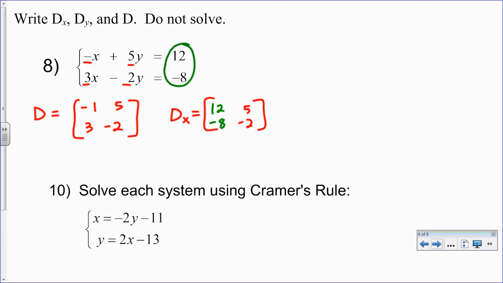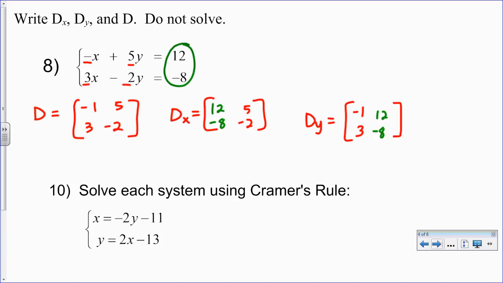Okay, and then dy, I'm going to replace the y column. So I'm going to copy the x column down from D, from the original. And then I'm replacing the y column with the constants. Okay, so that's the setup.